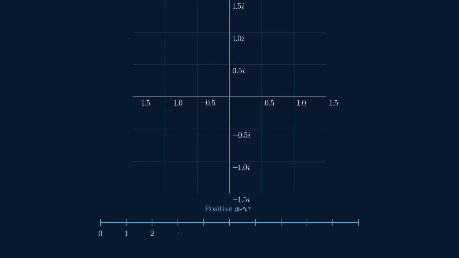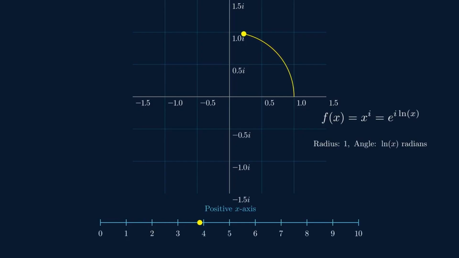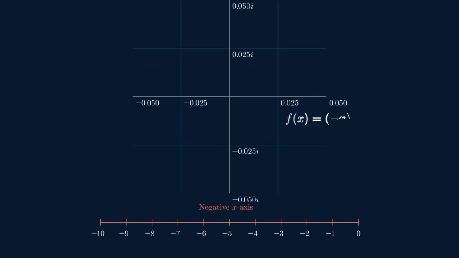Now we'll show the function f of x, which is x raised to the power iota, graphically. Below is the x-axis. You can see that on moving it, it traces out a circle with radius 1. Now here we move in the opposite direction, covering the negative real numbers. Here, same as before, f of x traces a circle. But here the radius is close to 0.043 instead of 1.